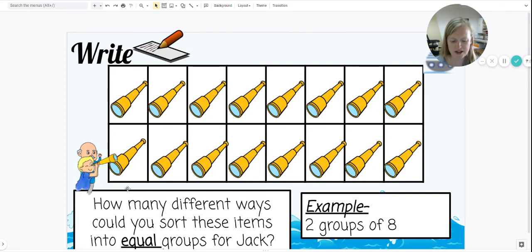All right. And if you decide to write, this is a challenge, okay? I want you to come up with the different ways to write down how you can make the telescopes into equal groups. For example, I have written and drawn 2 groups of 8. You can see that there are 16 telescopes that I have divided into 2 equal groups of 8. I want you to come up with as many different ways to sort these 16 telescopes into equal groups.